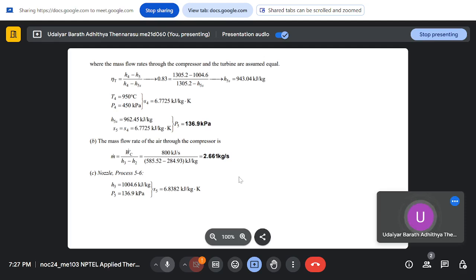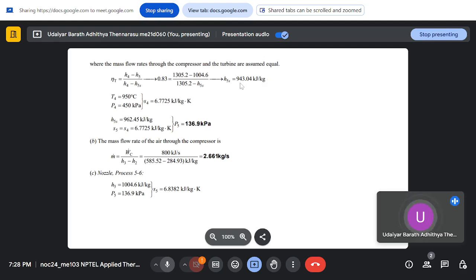Also the turbine efficiency is known. Turbine efficiency is H4 minus H5 divided by H4 minus H5s. With this I can find the ideal enthalpy at the turbine exit when the turbine is in an isentropic process. The enthalpy at the exit of the turbine when it follows an isentropic process is 943.04 kilojoule per kg.